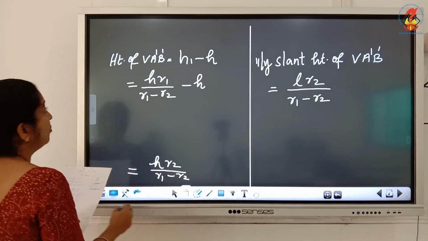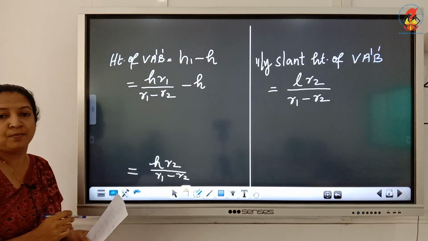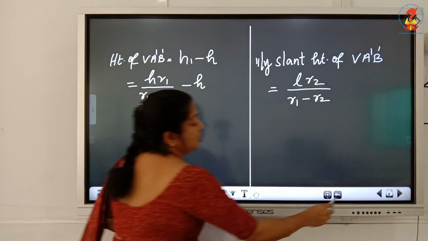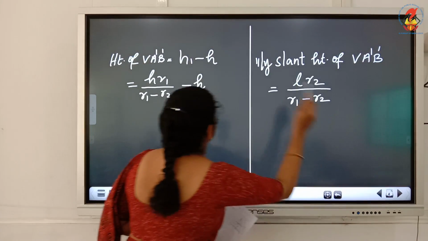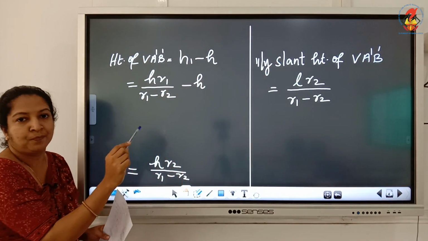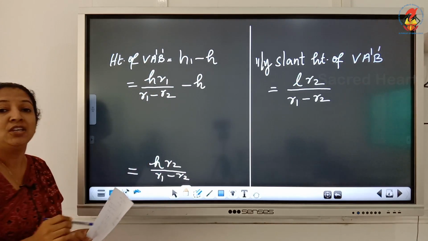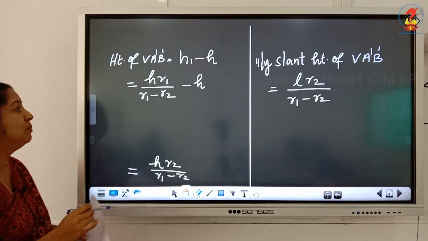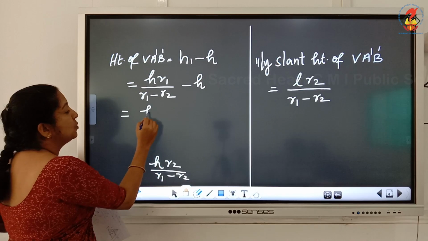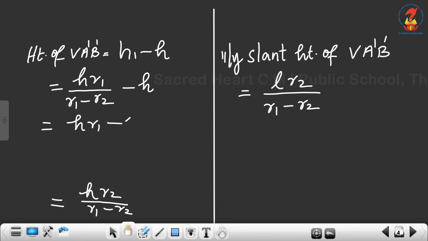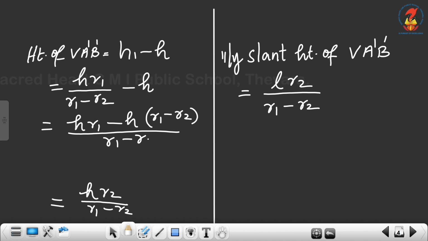So height of VA' B' is H minus H1, or rather H1 minus H, because H1 is larger. Instead of H1 we can write HR1 divided by R1 minus R2. After this we can take the LCM: HR1 minus H into R1 minus R2, divided by R1 minus R2.